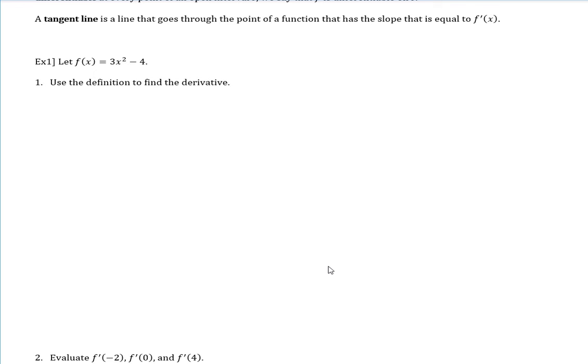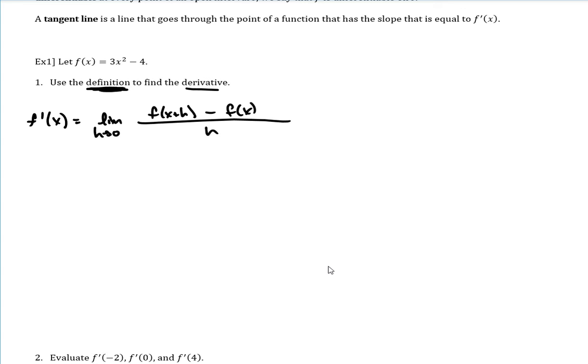In number one, it says use the definition to find the derivative. Whenever it says use the definition, they want us to use f prime. So they want us to use this: f prime of x equals the limit as h goes to 0 of f of x plus h minus f of x over h. That's what we want to do when they tell us to do it like that.